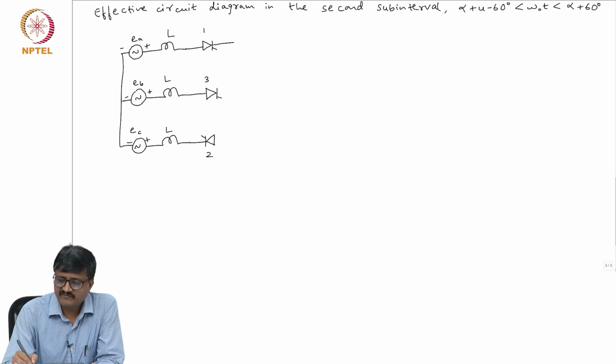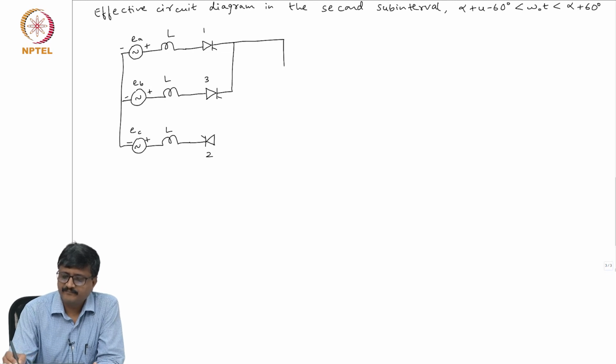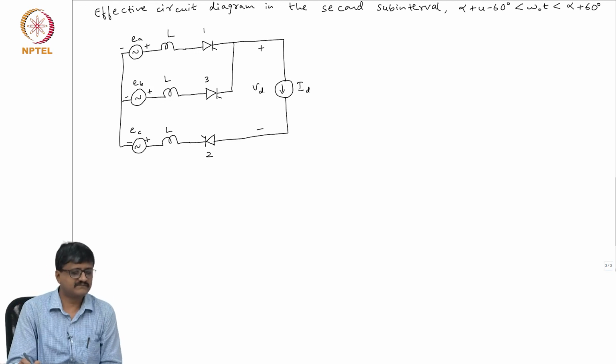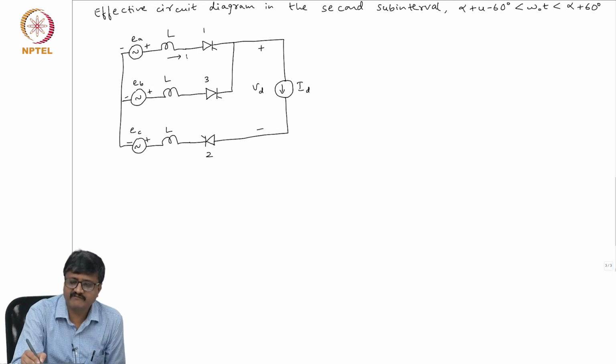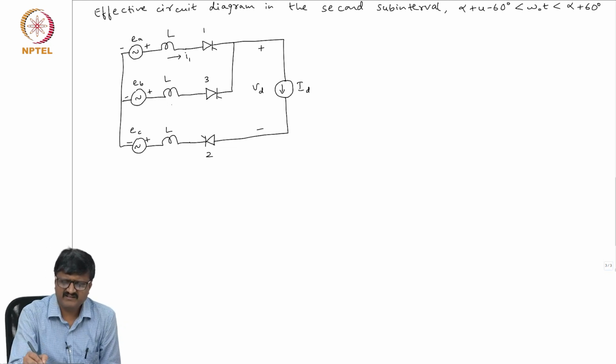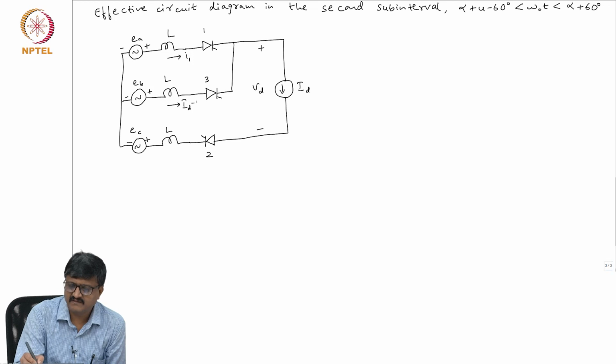So, the cathodes of 1 and 3 are at the same potential. This is ID, this is VD. So, there is a current I1 which is flowing through valve 1, and the current through valve 3, which is I3, is nothing but, for this subinterval, ID minus I1.